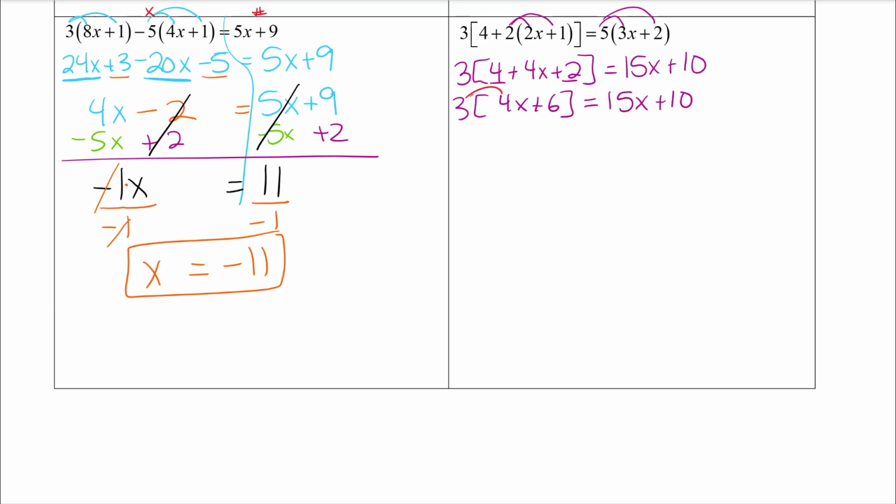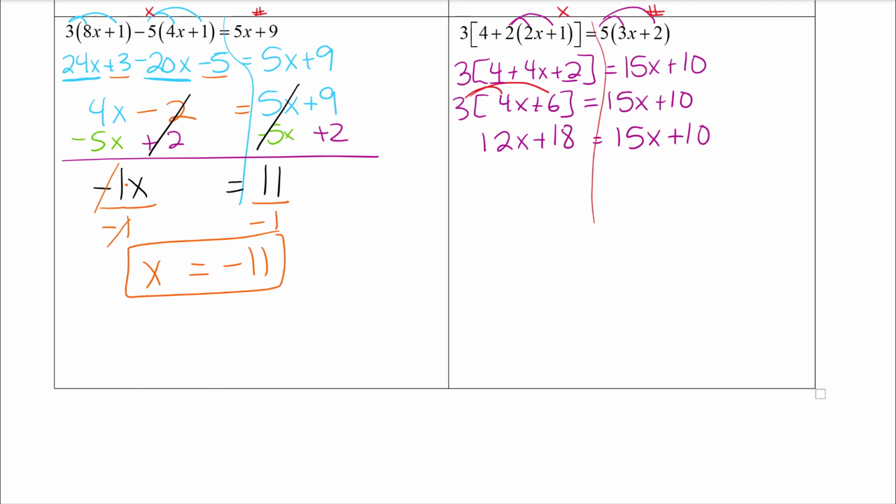And I still have parentheses. I'm still doing step 1. I distribute that, and I'm getting 12x plus 18 equals 15x plus 10. All right, so now I want to label one side to be the x's and the other side to be the numbers. Again, it doesn't really matter which side you pick, but labeling it might be a good idea.